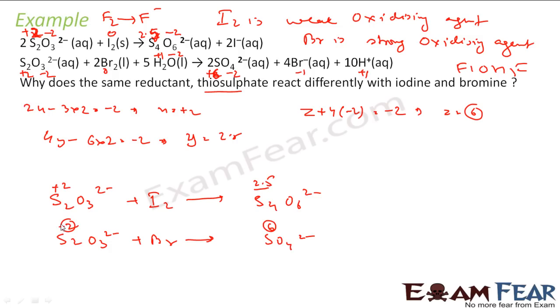So if you see, since iodine was a weak oxidizing agent, I got a lesser increase in the oxidation number, from 2 to 2.5. And since bromine is a stronger oxidizing agent, the increase in oxidation state is more, from 2 to 6. And we have learned this, that a stronger oxidizing agent will have more increase in oxidation number. A weak oxidizing agent will have less increase in oxidation number, right? So with this you can say that this is the reason why we have difference in reaction, because bromine is a stronger oxidizing agent. So bromine will try to have more increase in oxidation number for sulfur.